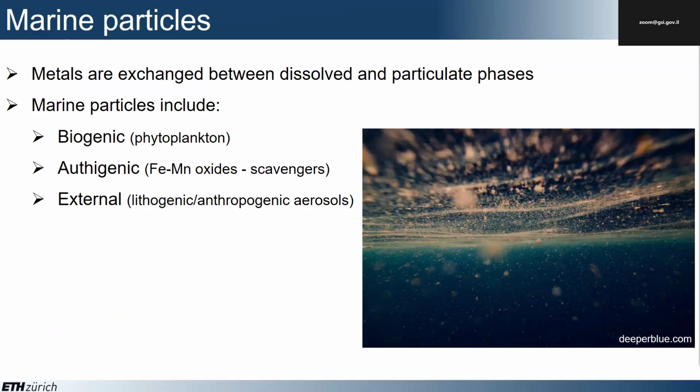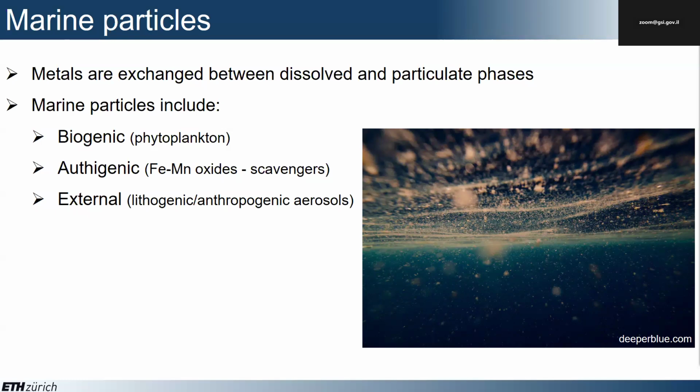So I mentioned these two pools, particles and dissolved. Metals are constantly exchanged between these two pools, the dissolved pool and the particulate pool. And we distinguish between three main phases in the particulate pool, so three main particle types. The first is biogenic, so basically cells of phytoplankton that are suspended in the ocean.